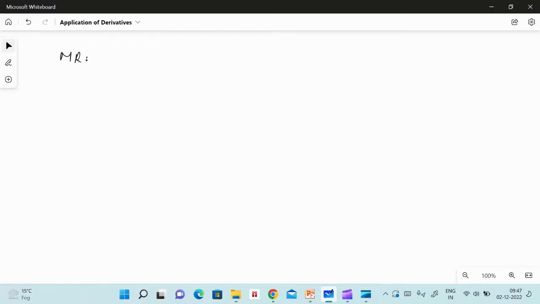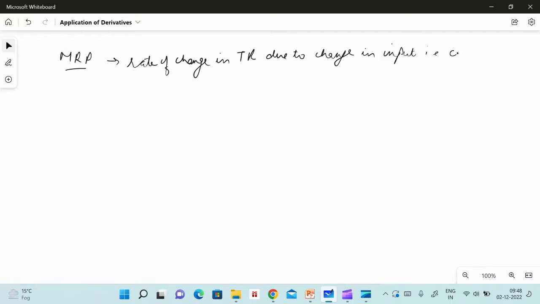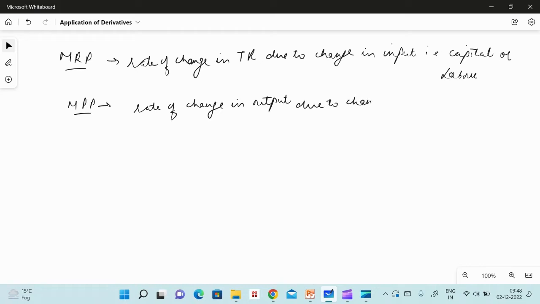When we talk about marginal revenue product, it is defined as the rate of change in total revenue due to change in any input. Input can be taken as capital or labor, right? Fine. And marginal physical product is defined as the rate of change in output due to change in input.